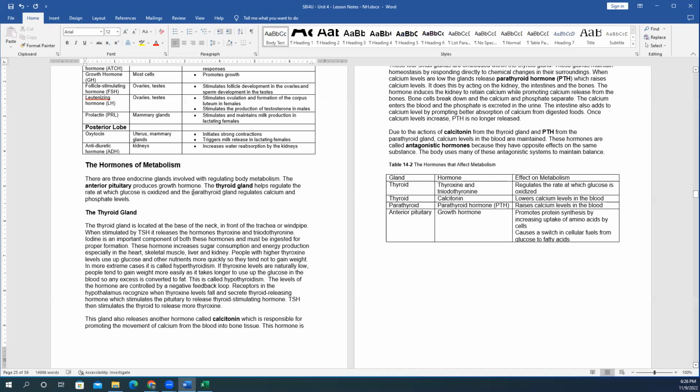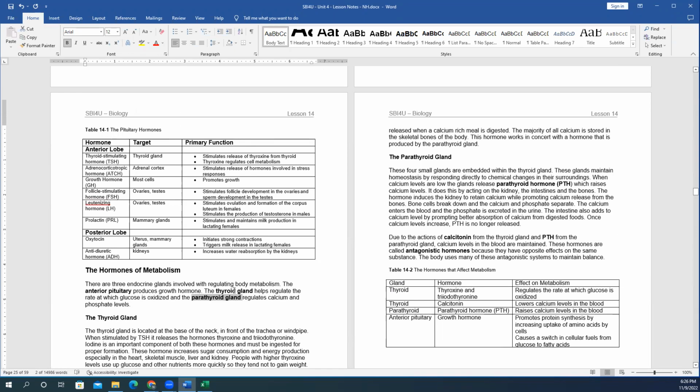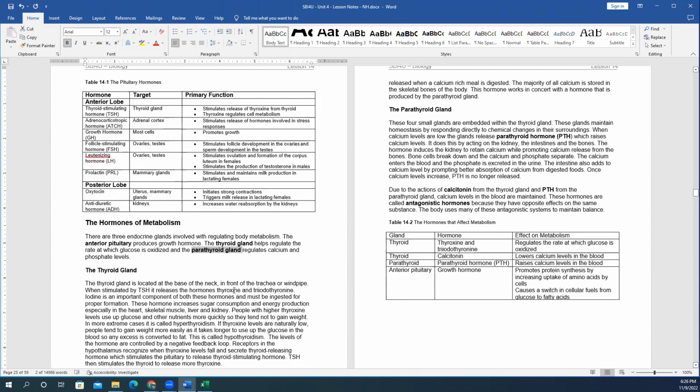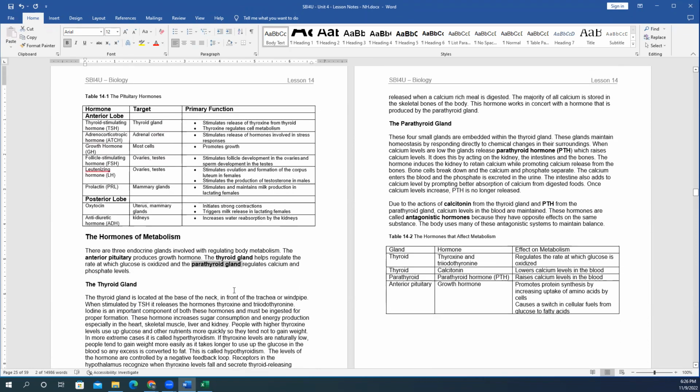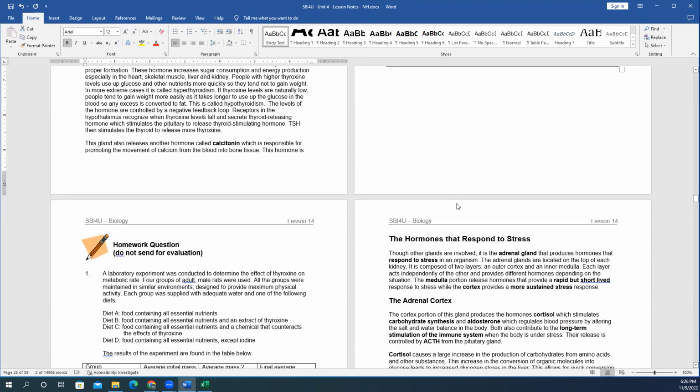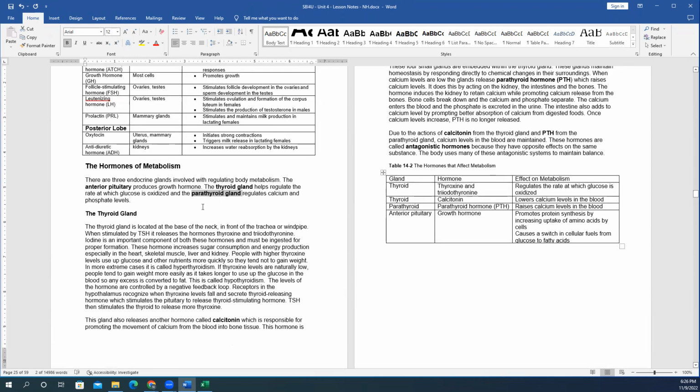And the parathyroid gland regulates our calcium and phosphate levels. So let's just look a little bit more in detail at the thyroid, parathyroid gland over here that we haven't discussed yet. We already discussed the anterior pituitary and the growth hormone. So the thyroid gland, you'll find it at the base of your neck, right in front of the trachea, which is the windpipe.